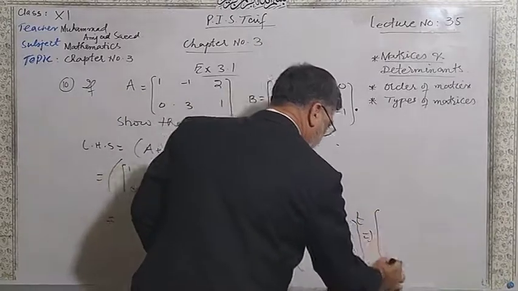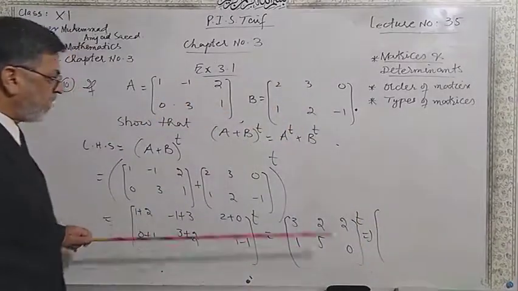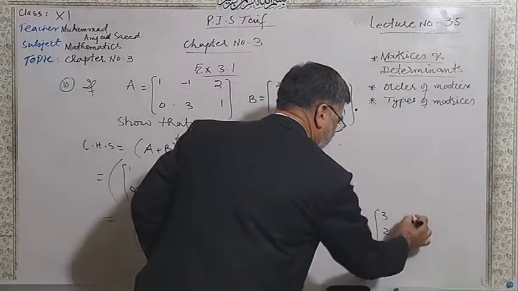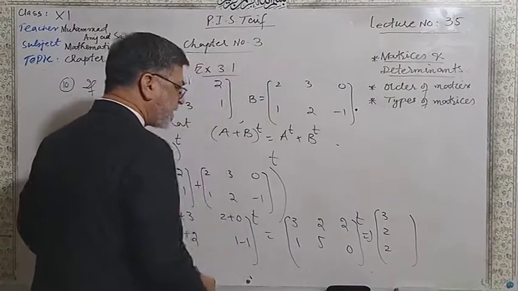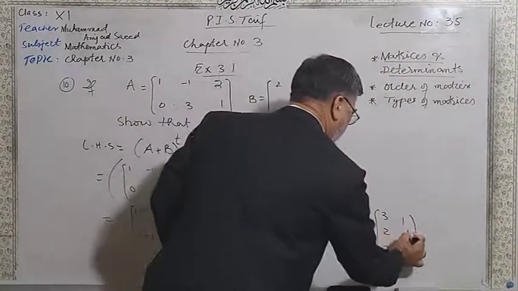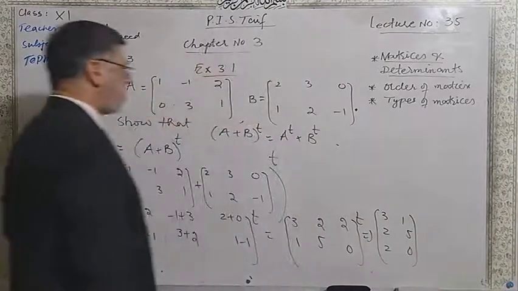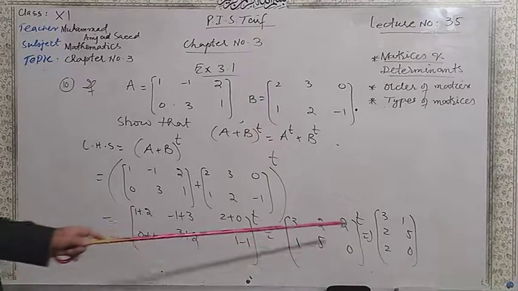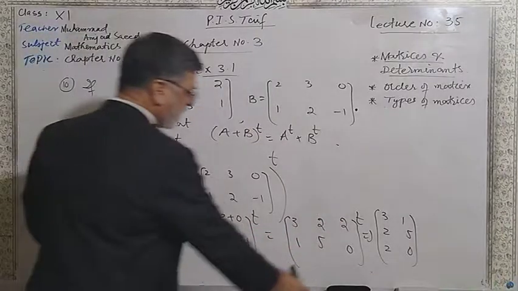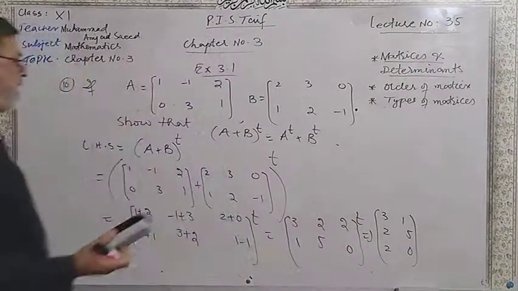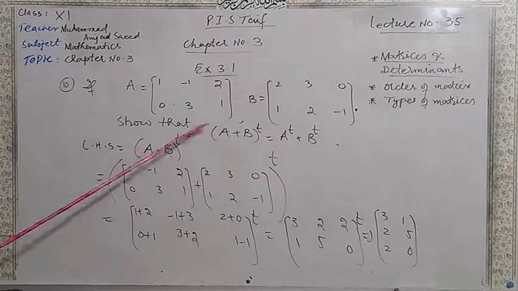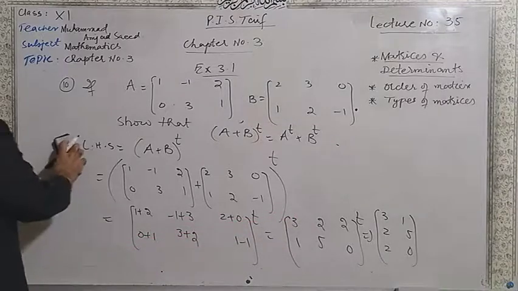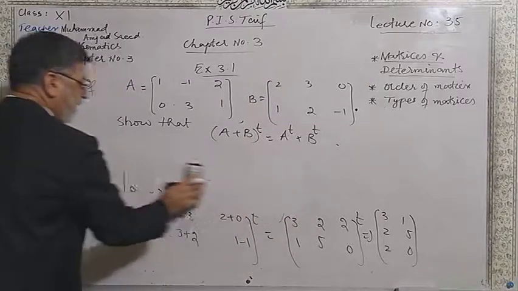Remember that now you can apply the transpose. First row becomes first column: 3, 2, 2. Second row becomes second column: 1, 5, and 0. This is your left hand side. Dear students, that was your left hand side. Here you added A and B first and then taken transpose after the addition process. Now we can have right hand side.